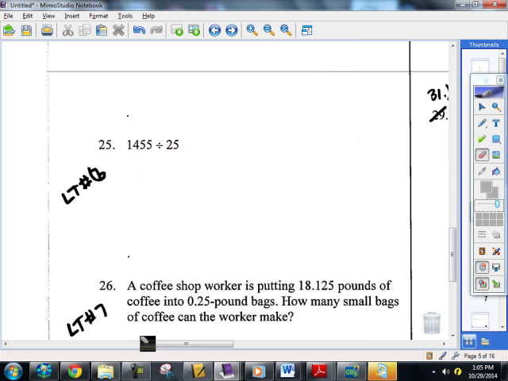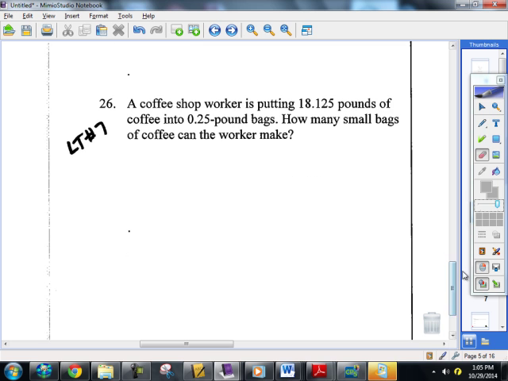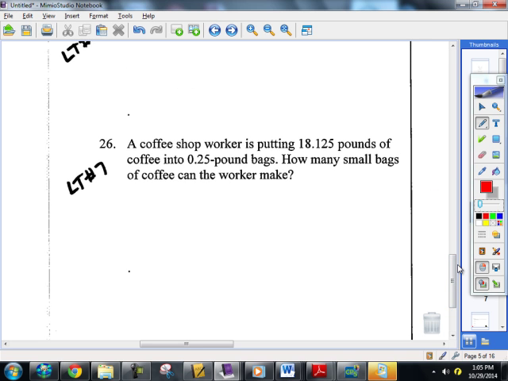Number 26. A coffee shop worker is putting 18.125 pounds of coffee into 0.25 pound bags. How many small bags of coffee can the worker make? Now, this is no different than modeling division of fractions, only instead of fractions, they are decimals, correct? Isn't it the same thing? You're taking a whole amount and dividing it up or grouping it up into bags. Isn't that a typical division problem, guys?